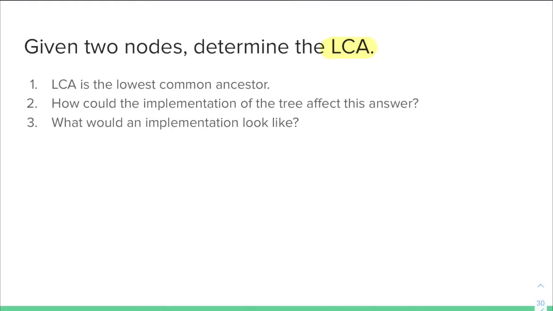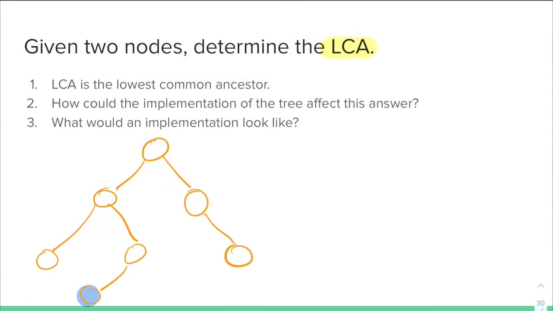So LCA is the lowest common ancestor. And so for some tree, the lowest common ancestor for, say, this node and this node is this node here.